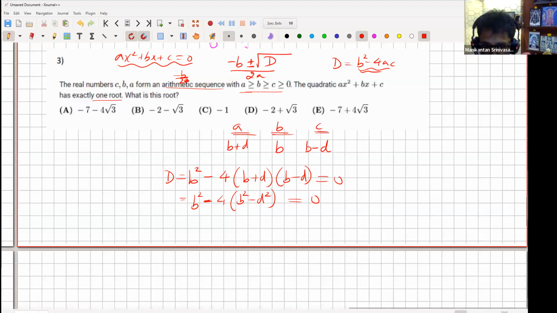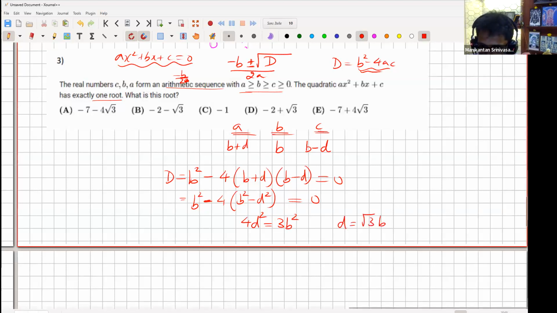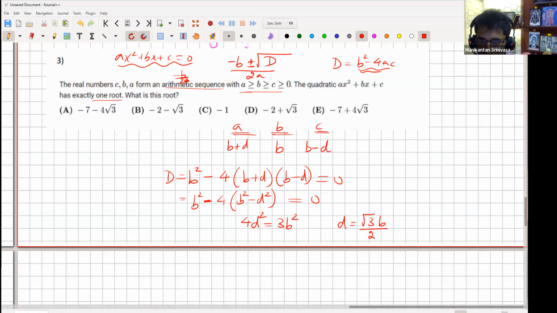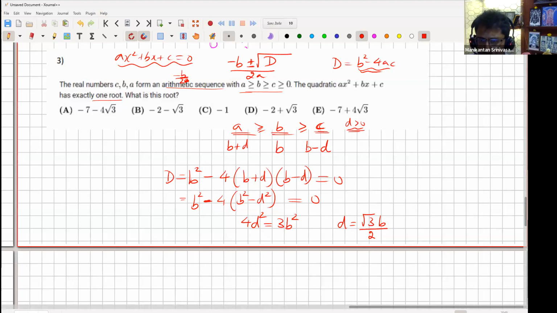Okay, so let's simplify this. I can get b square minus 4b square to this side as 3b square, and on this side I have 4d square, which means my d is root 3b by 2. It could technically be plus or minus, but we are assuming d is a positive number, because c will be less than b. So the sequence is like this, which means we want d to be a positive number. So d is root 3b by 2. You guys are with me so far?